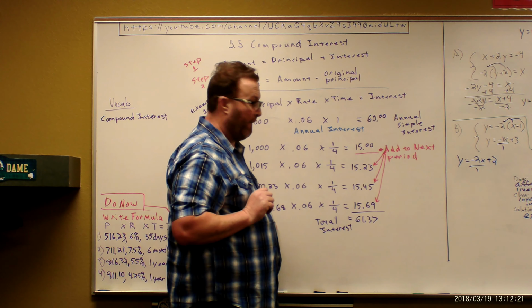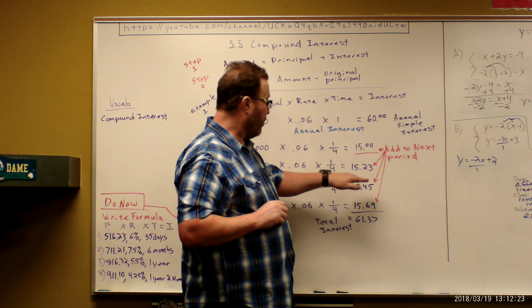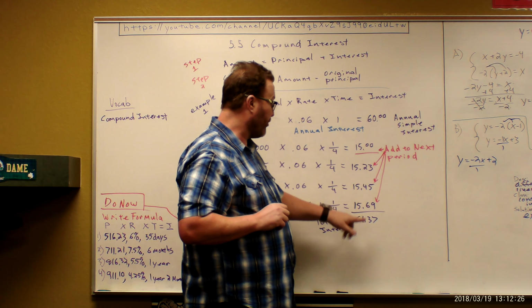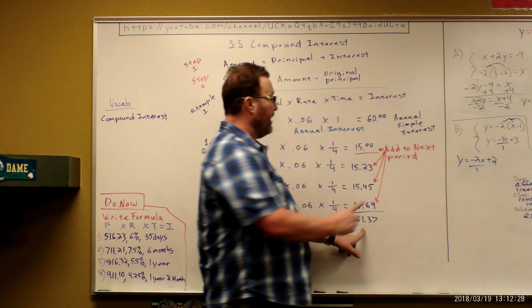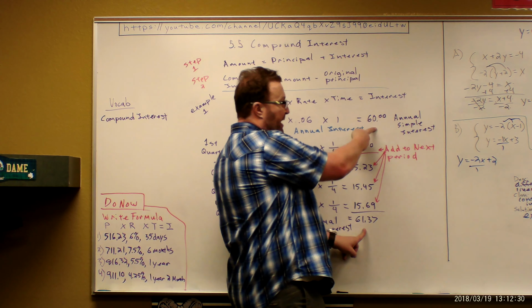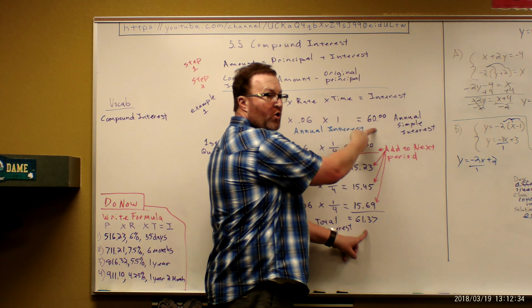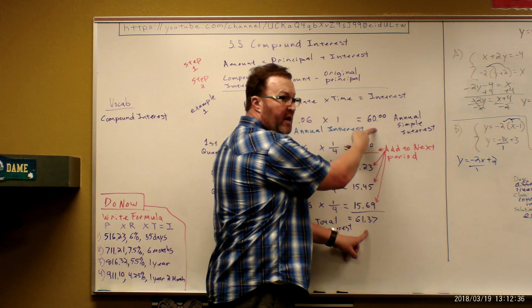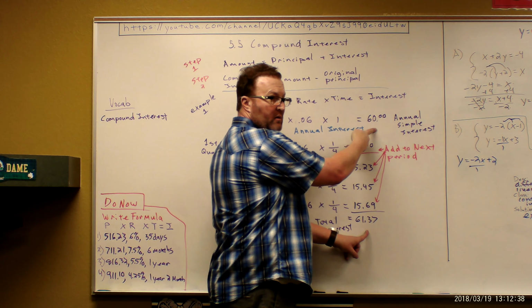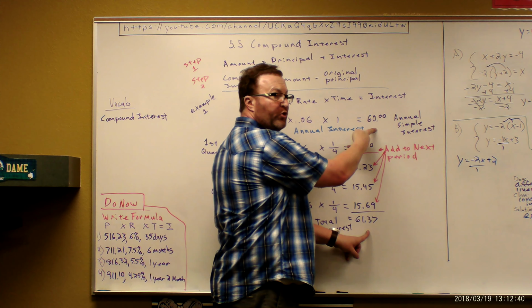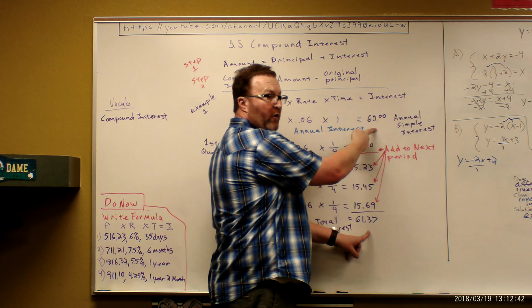Now, what do we do from here? This is how much they made the first quarter, second quarter, third quarter, fourth quarter, we add it together. Can you see why compound interest is better? Yeah. You are making money on your money. So your money made money, and now it's making money. That's a good thing. Compound interest is a wonderful thing.